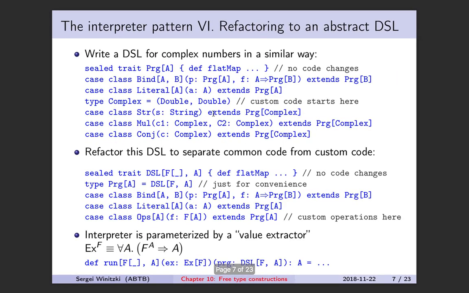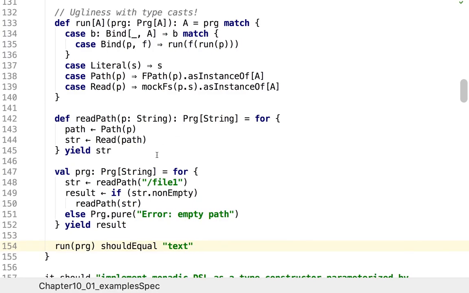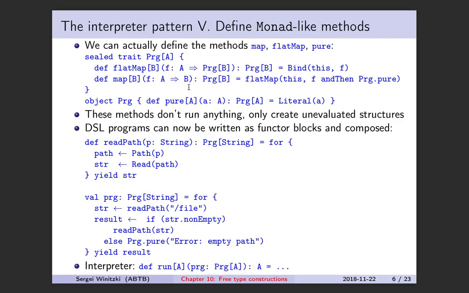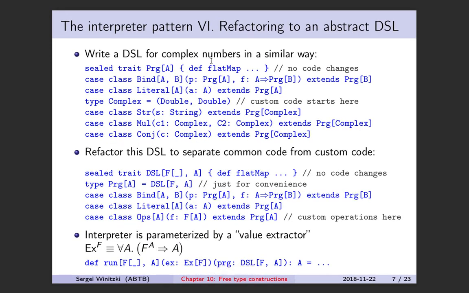Now it's perhaps a little too cumbersome, because you need to define all these things every time. So if I wanted to define a DSL for complex numbers in the same way as this DSL, then I would have to add the bind and the literal and these definitions every time. So I would have to repeat this code every time. Note that there are no code changes between this DSL for the file operations and this DSL for complex numbers up to here. So this is completely the same. The custom code starts later when we define some more case classes.